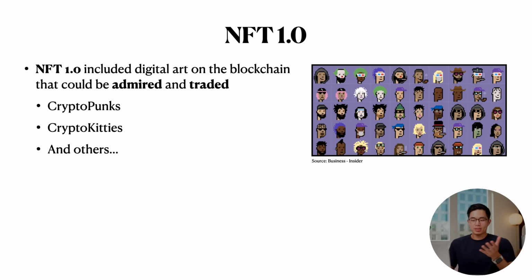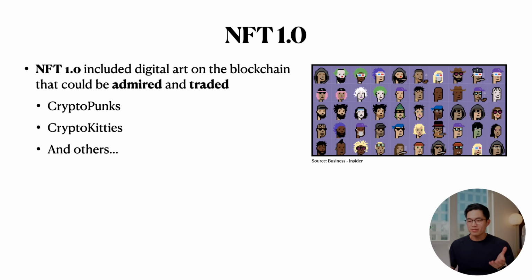NFT 1.0 just basically describes the generation of NFTs that includes digital art on the blockchain that could be admired and traded. So this includes things like CryptoPunks, you can see them on the right, CryptoKitties, and many others. So basically, this generation just describes what we know NFTs to be right now. Digital art that can be collected and traded. But with time, though, things naturally evolve.